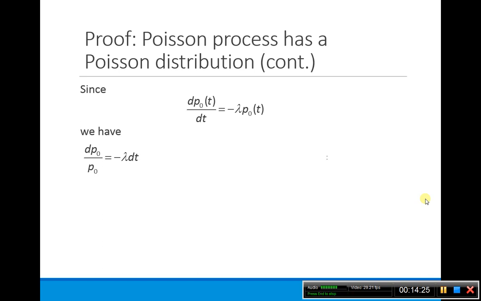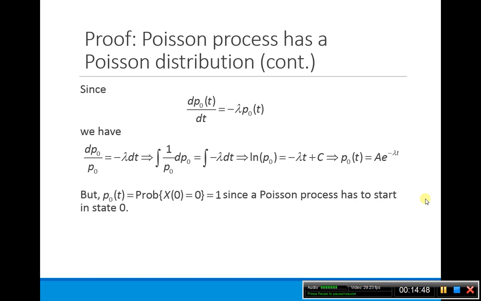So I divide by the P0 and I move the dt to the other side. Then I integrate. When I integrate on the left, I get natural log. On the right, I get minus lambda t, plus a constant. So I raise both sides to the exponential, and I get P0 of t is A e to the negative lambda t. Now use what we know about initial conditions.